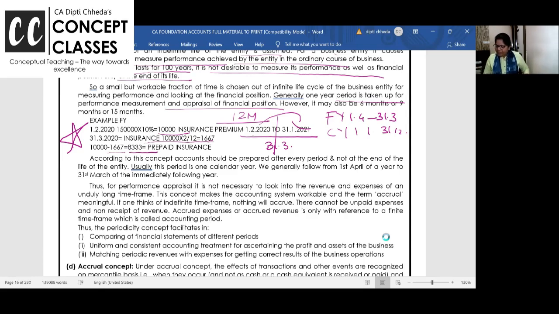even if you paid in February, your cutoff is March. 2 months you have put it now, and the remaining 10 months you are taking as prepaid insurance, as your current assets, debit, and 2 months you are putting in expense. Now, when you are doing this, you are assuming a periodicity concept. My cutoff is my 12 months are over on 31st of March.